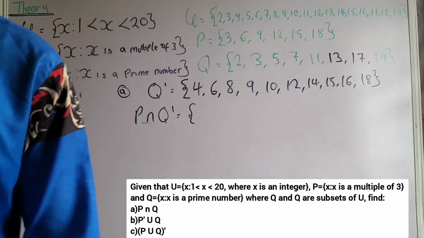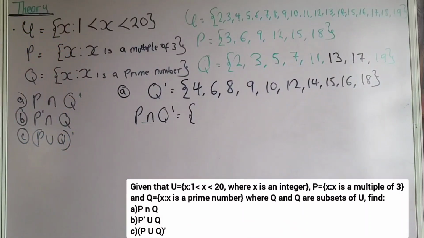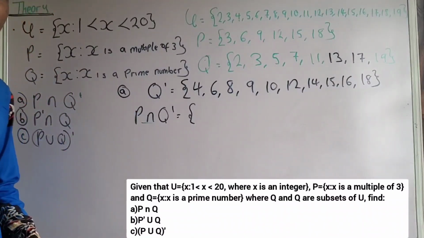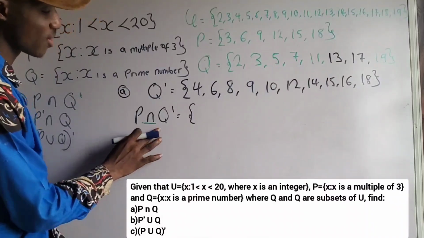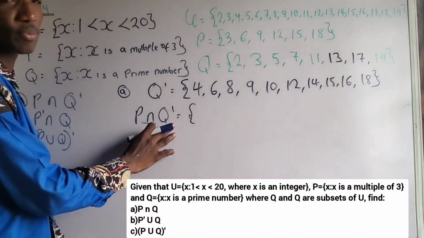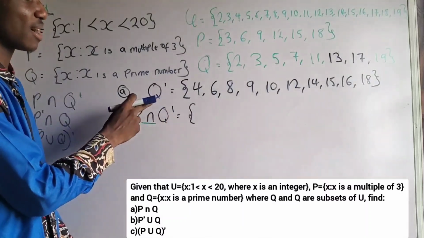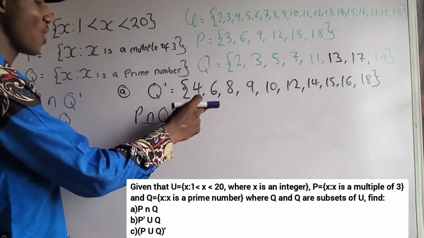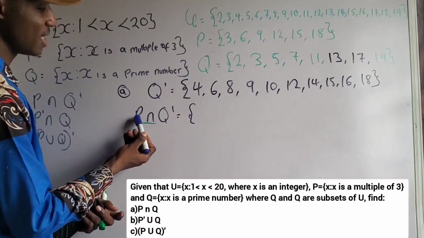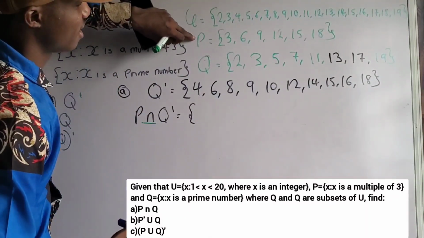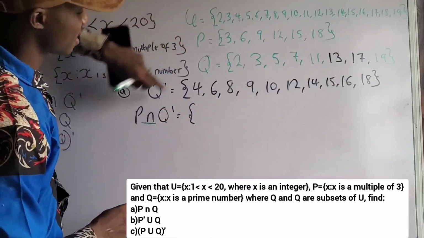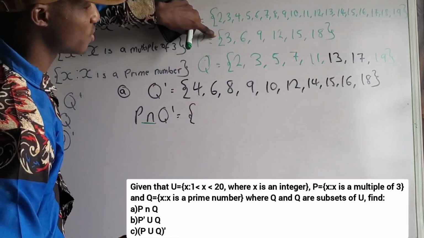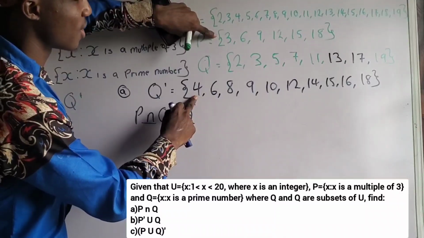Are you getting it? Intersection of a set means the elements that are common to both set P and set Q. So what are the elements that are common to both set P and set Q prime? These are the elements that are in set Q prime. So I need the element that is common to set P and set Q prime. Look at this. P is here and we have Q prime here. P intersection Q prime will be elements that are common to this set and this set. Do you understand? Okay, let us start.